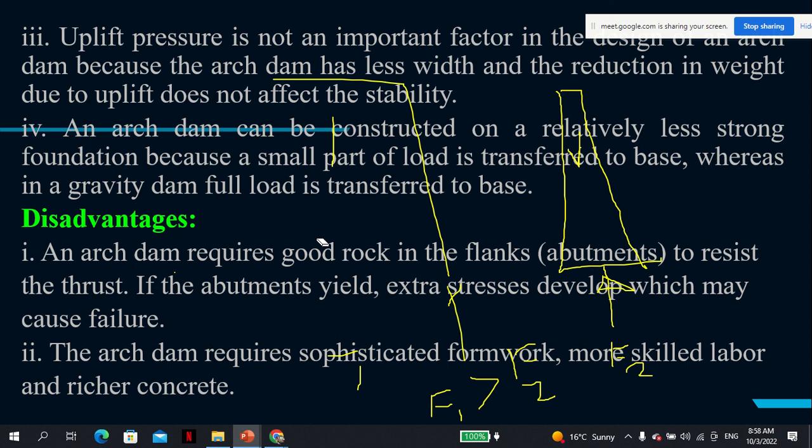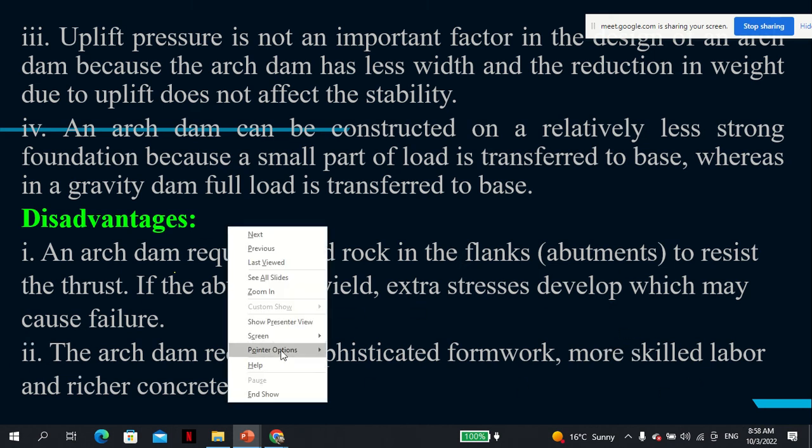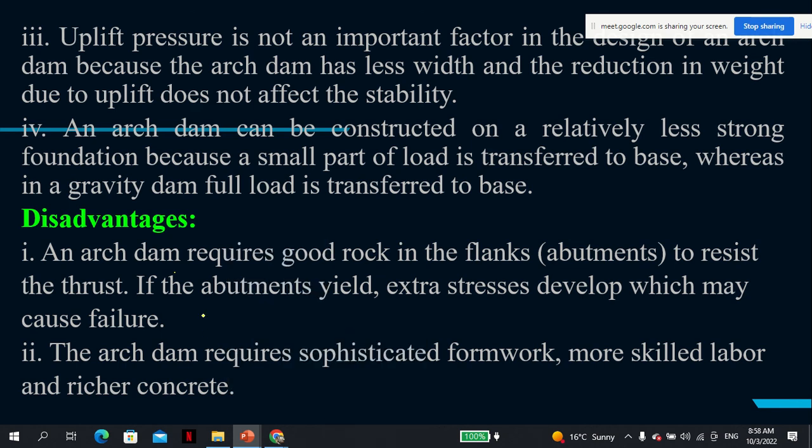Now, the disadvantages of arch dam: it requires good rock flanks and abutments to resist the thrust. If the abutment yields, extra stresses develop which may cause failure. I thought that this should have been the first disadvantage. In fact, these arch structures are quite beautiful. They look beautiful, but quite difficult to construct.